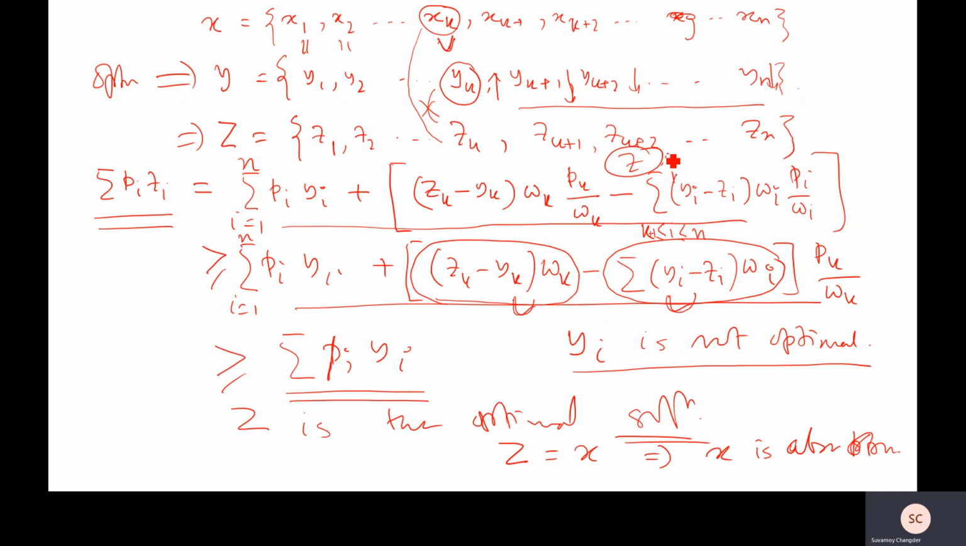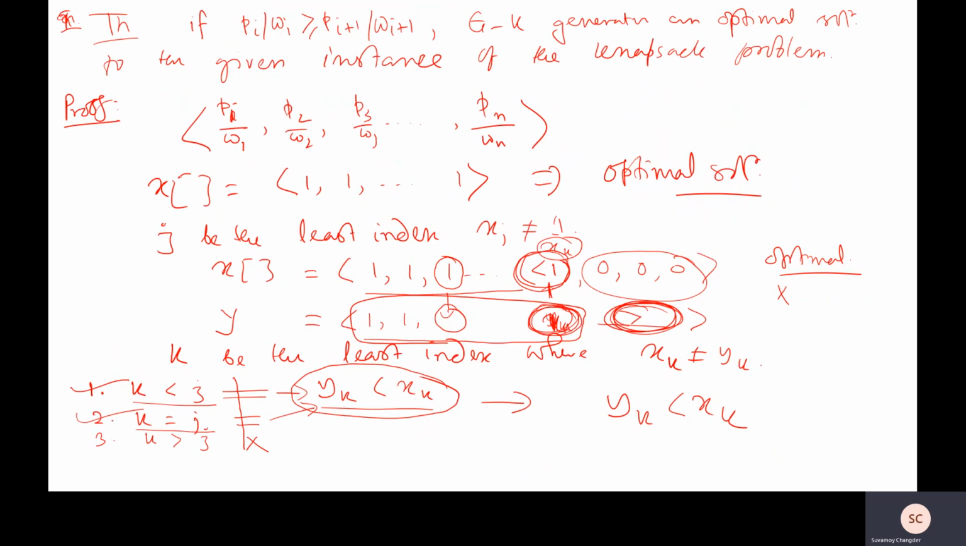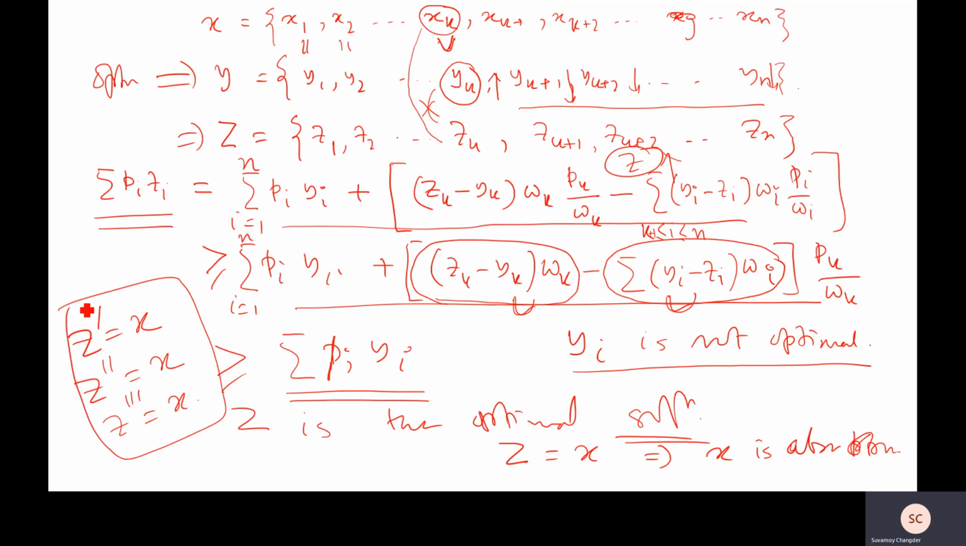Then what can we do? Again we can increase the value of zk to xk and decrease as many values, just by repeating the same thing. And if we go for some finite number of iterations, what will we get? We will get the new solution z dash equal to x. If not, the new solution z double dash equal to x. If not, z triple dash equal to x, and so on. So after a finite number of times, we will be able to say that the result we are getting by following the same process is equal to x, and hence x is also an optimal solution.